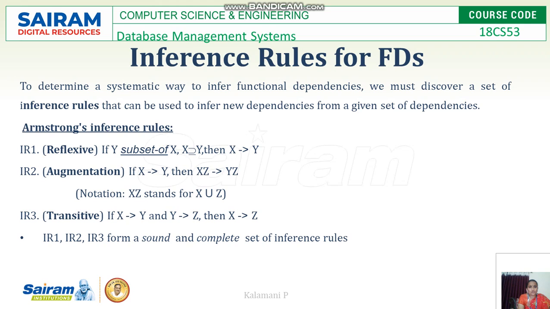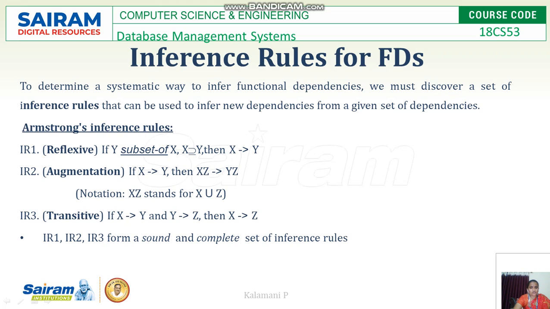Before finding the closure, we will see what the inference rules are. To determine a systematic way to infer functional dependencies, we must discover a set of inference rules that can be used to infer new dependencies from a given set of dependencies. Armstrong's inference rules: there are 6 rules. The first rule, IR1, is called the reflexive rule. If Y is a subset of X, then X defines Y.